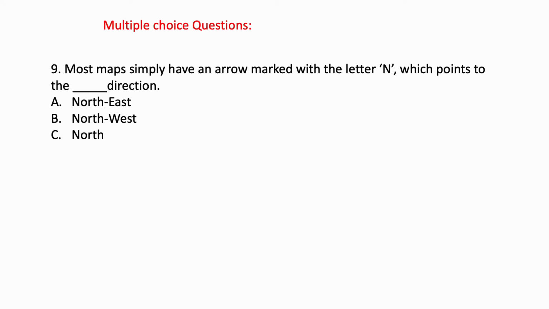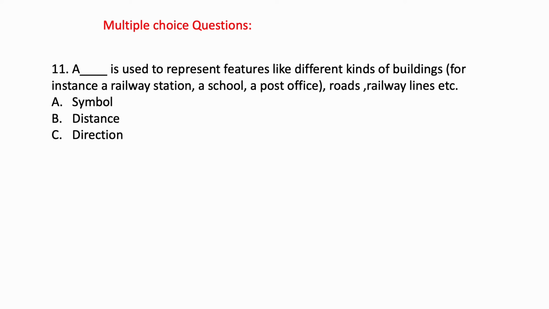A dash is used to represent features like different kinds of buildings, for example, a railway station, a school, a post office, then roads, railway lines, etc. Option A simple, option B distance, option C direction. Which is the correct answer? Option A simple. A symbol is used to represent features like different kinds of buildings, roads, railway lines, etc.